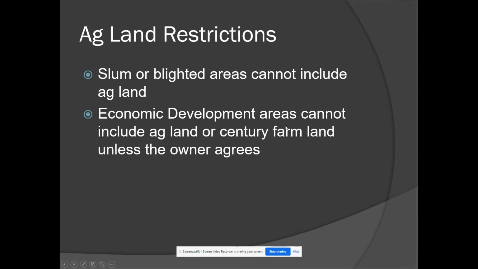Ag land restrictions: slum or blighted areas cannot include ag land. Economic development areas cannot include ag land or century farmland unless the owner agrees. So if the property owner that owns the ag land is on board with the development of a particular area that's currently classed as ag land, it certainly can be included in the area if it's an economic development area.